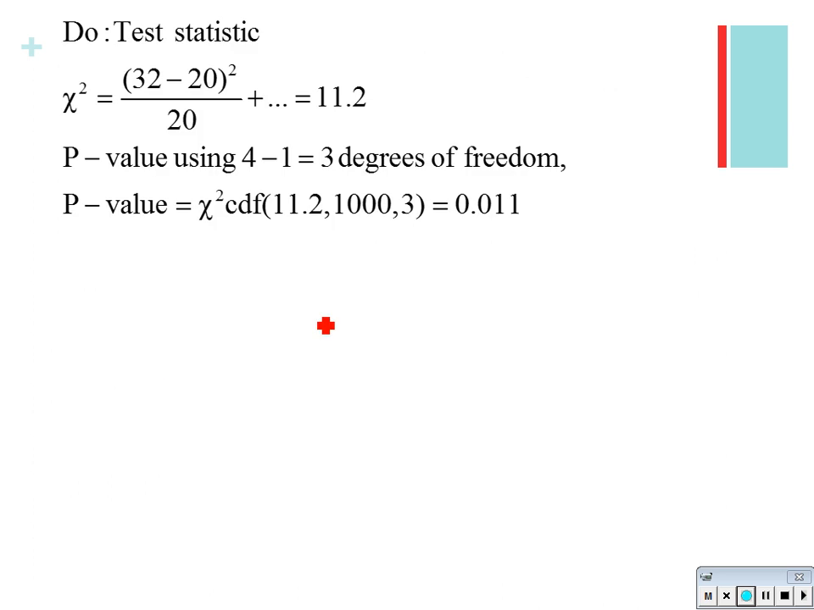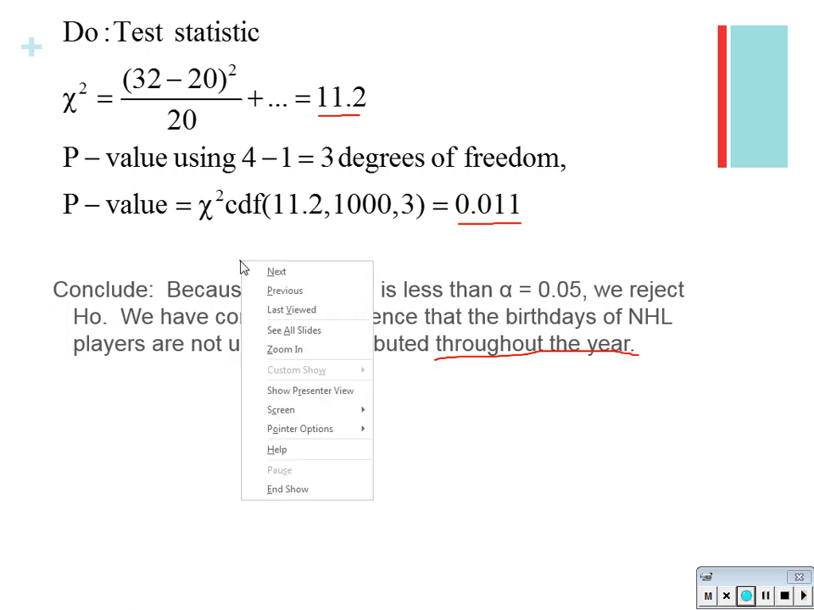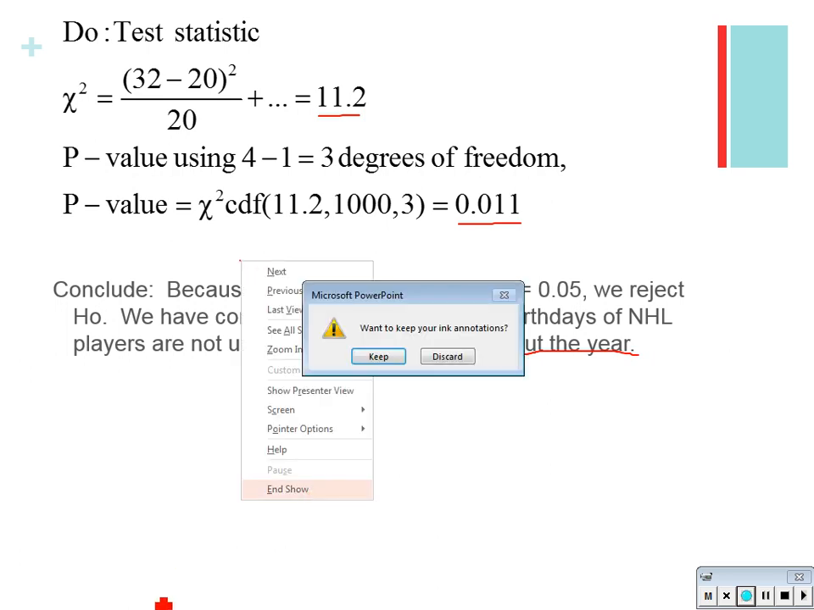So the test statistic for this would be 11.2. The p-value for this would be 0.01. So the conclusion for this is that because the p-value is less than the significance level, we will reject the null hypothesis. And based on this evidence, we'll conclude that the birthdays of NHL players are not uniformly distributed throughout the year. So just once again talking calculator with this here.